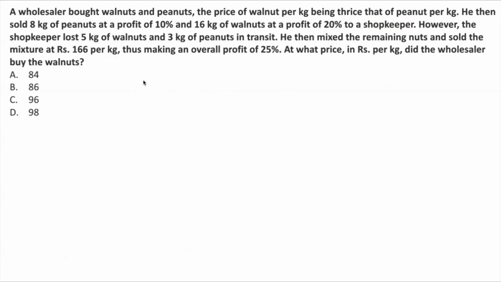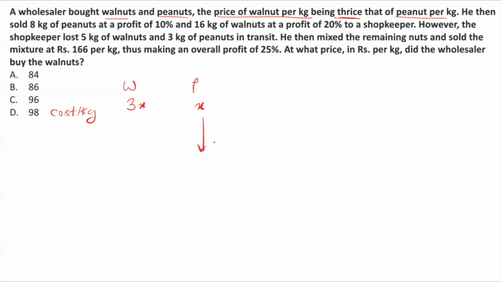Right, so it's a pretty straightforward question. We have to find the cost price and selling price overall, and that should do the job. Okay, so let's start. The wholesaler bought walnuts and peanuts, the price of walnut per kg being thrice that of peanut per kg. So for the shopkeeper, let's understand the cost. Walnuts and peanuts. Let us suppose that the cost for peanuts is x rupees per kg. For walnuts, it will be thrice, or 3x per kg. The shopkeeper sells 8 kg of peanuts.